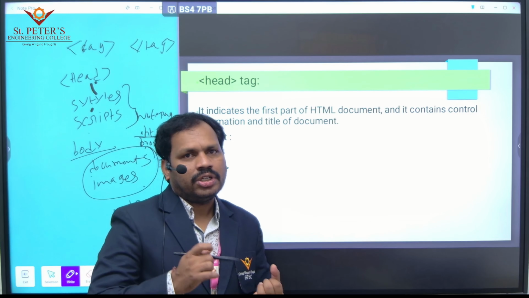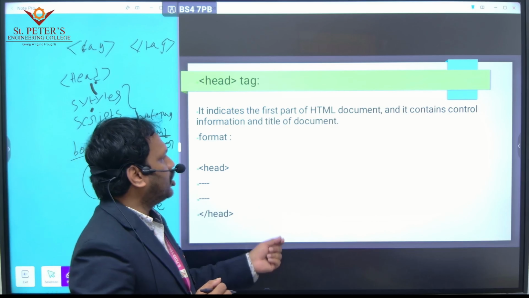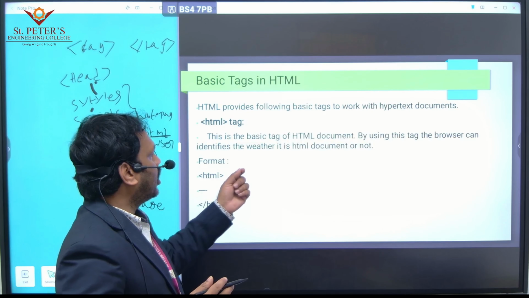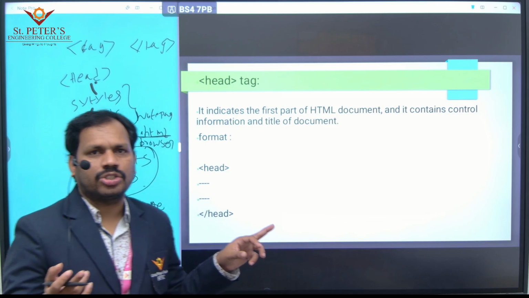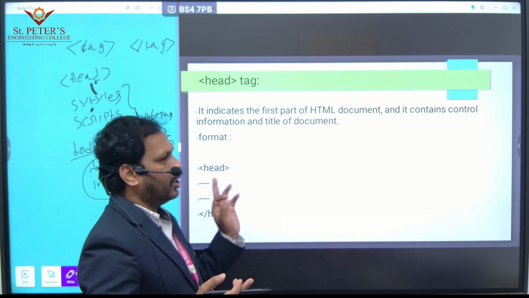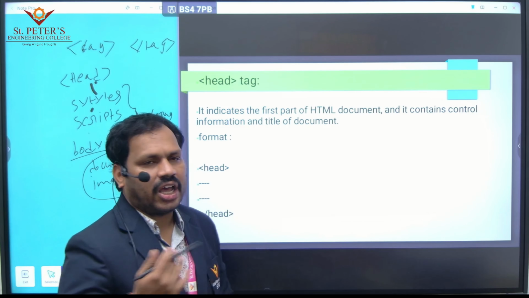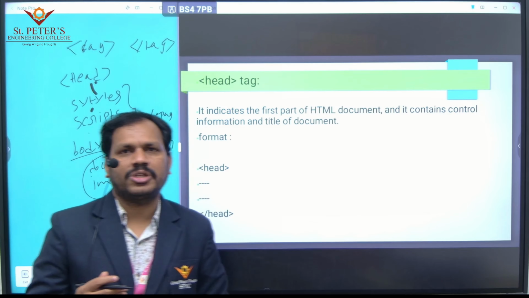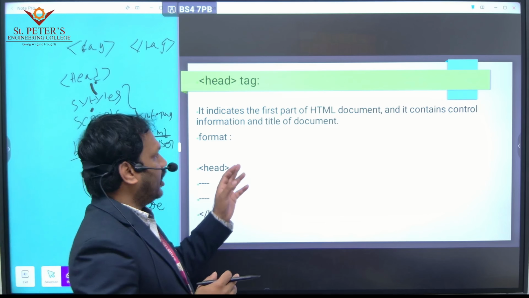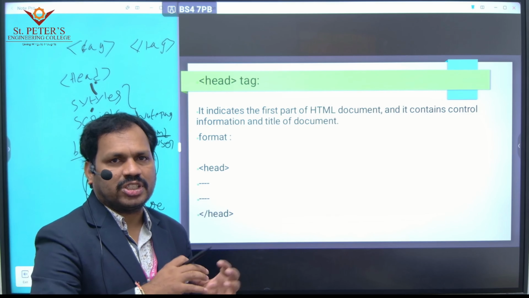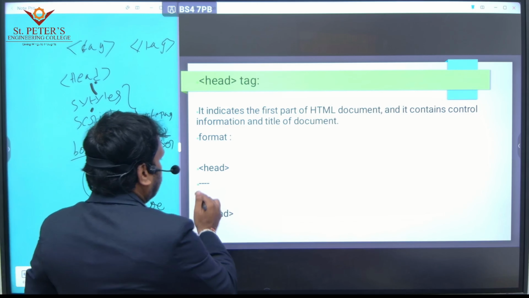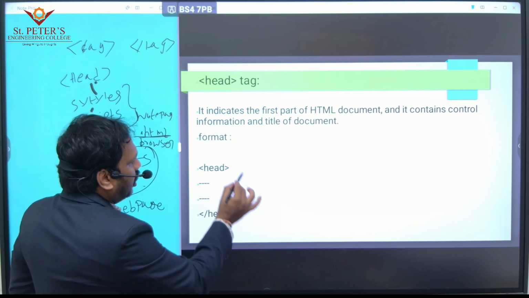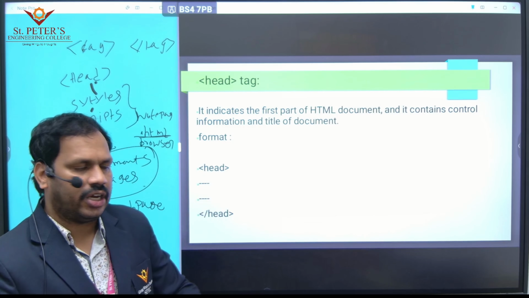So we have the scripting information. JavaScript is going to be written in the header tag, and CSS is going to be written in the header tag. Like this, multiple things are going to be specified in the header tag. So this is going to be the first part, and the body is going to be the second part. This is the format of the header tag.